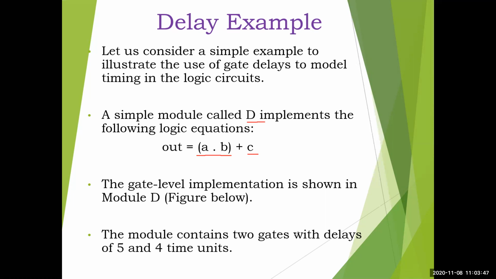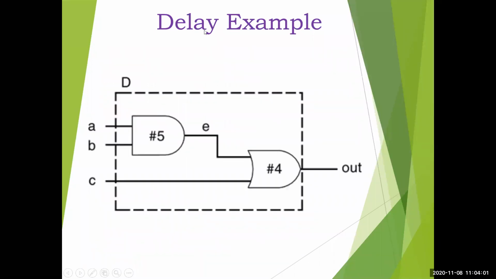The module contains two gates with delays of 5 and 4 time units. So this is A dot B and its output plus C. You can draw the diagram: A dot B is an AND gate with a delay of 5 time units, and its output is named E. It is a wire, so it should be stored somewhere in the gate level description, which is why the name E is given. Then E and C are ORed by an OR gate with a delay of 4 time units, and finally the output.